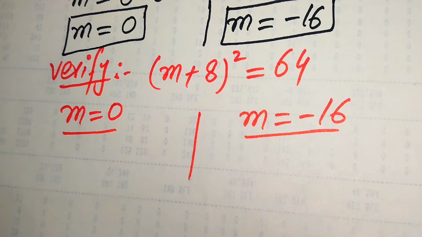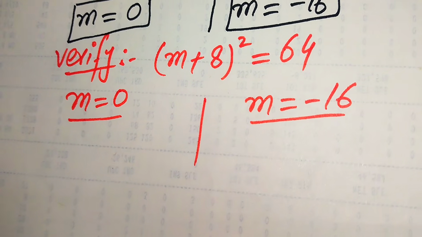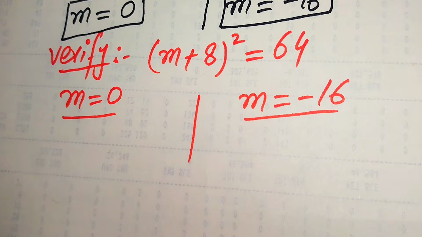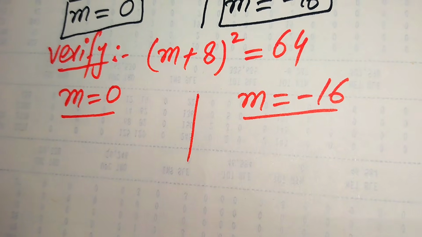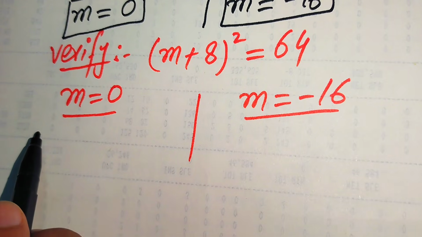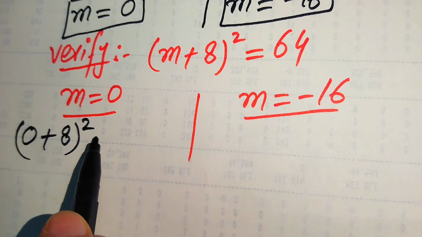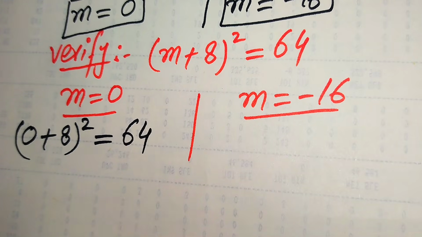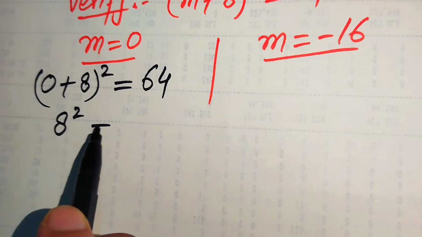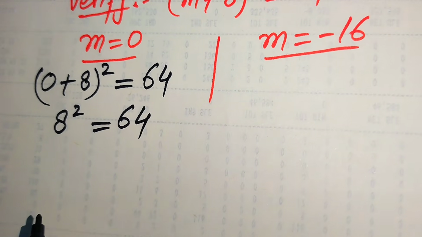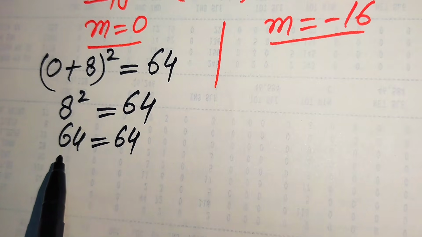So first we need to verify m equals 0. For this we substitute m equals 0 into the left-hand side of the above equation. So this will be written in this form: when we put this value here, it will be written as (0 + 8)² equals 64. And now in the next step we have 0 + 8 becomes 8², equals 64, and we have 64 equals 64.